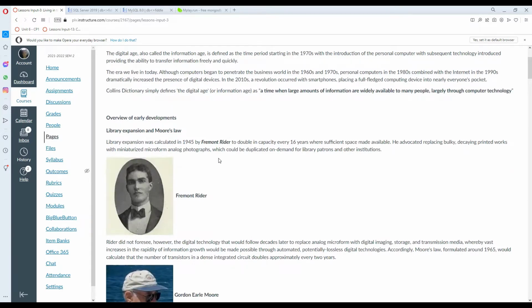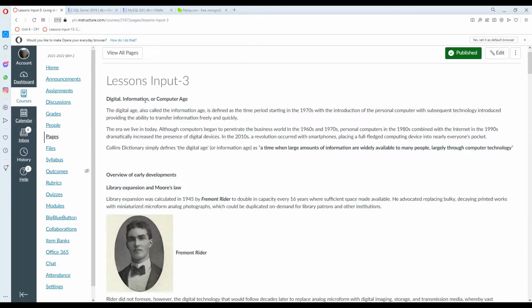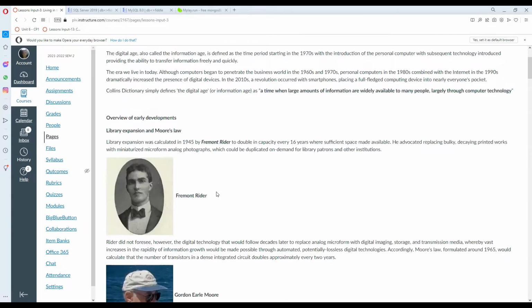Overview of early developments. How did the digital or computer age start? We can have an overview of how it started with the following. First is the library expansion and Moore's law. Library expansion was calculated in 1945 by Fremont Rider to double in capacity every 16 years where sufficient space is made available. He advocated replacing bulky, decaying printed works with miniaturized microform analog photographs which could be duplicated on demand for library patrons and other institutions.